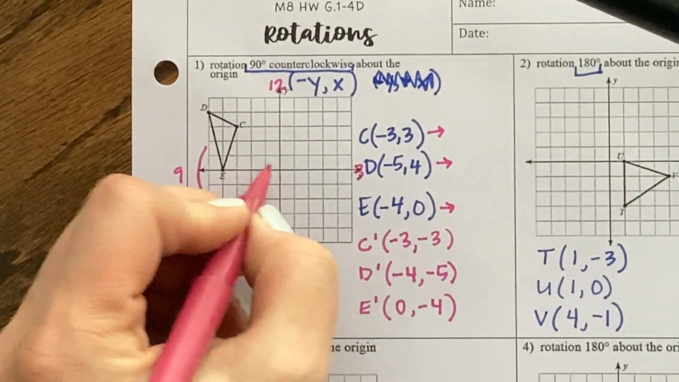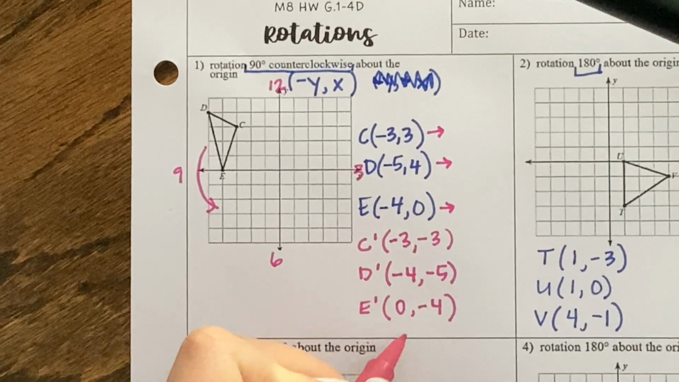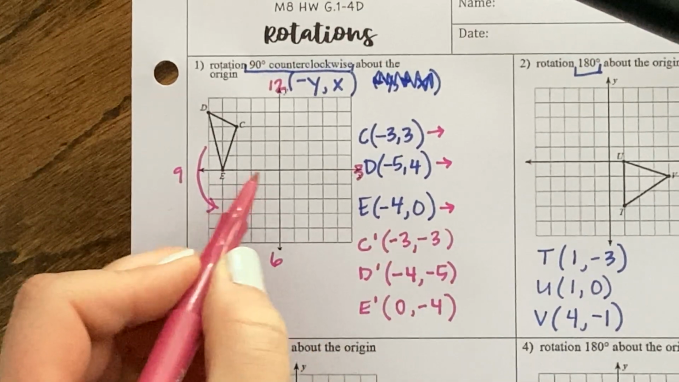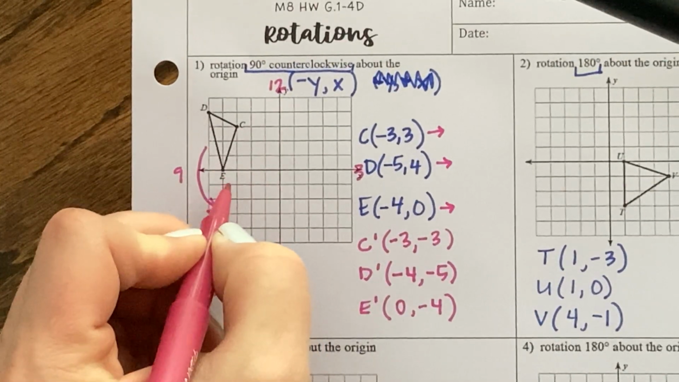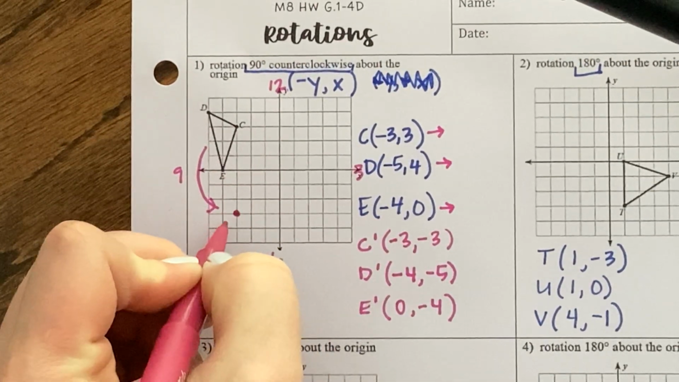So -3, -3. Here's a really good sign. These are all negative, which puts me in the 3rd quadrant. Yeah, that's going to put me where I should go. -3, -3. There's C prime.